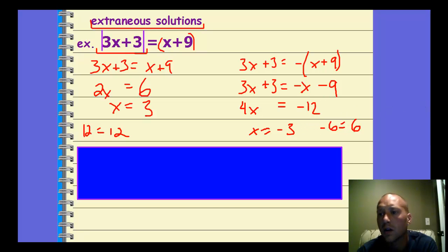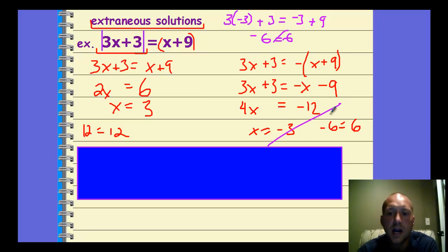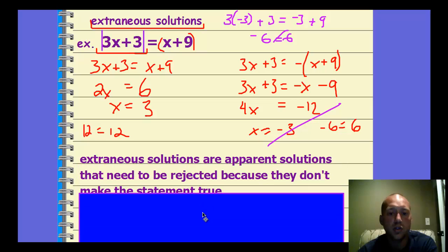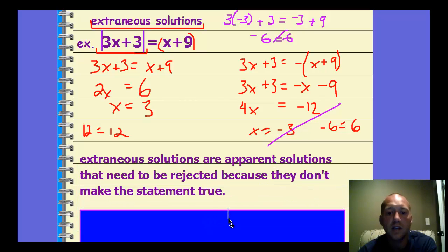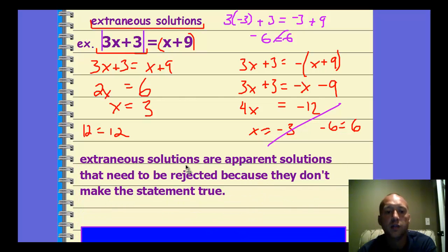Wait a minute here. There's an issue with this. So we can really look at it, plug it in. Negative 3 was what we found as the other possible solution. But when we solve this, we're getting a negative 6 equals 6. That's not true. This is not a solution. It's called an extraneous solution. It's when the algebra says it should be a solution, but when you test it, it doesn't work. It's not an actual solution.